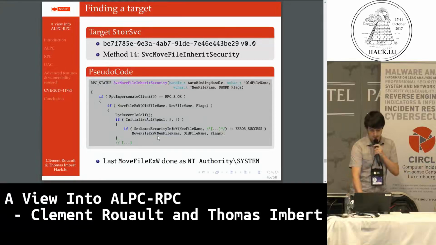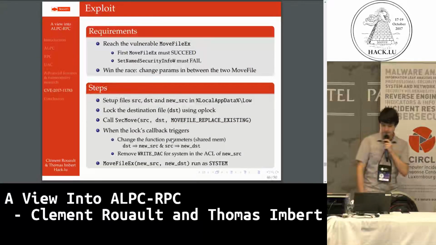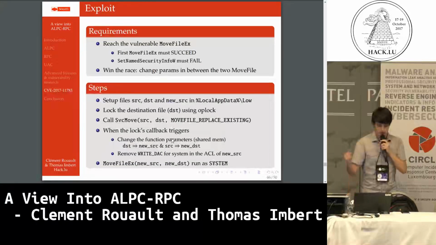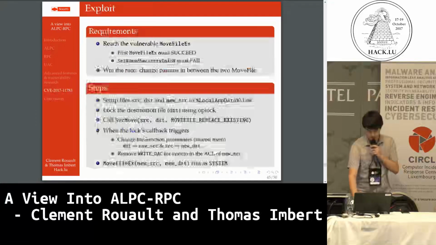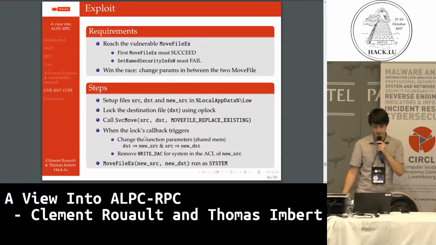So if we are able to reach this move file and to change the parameters, a new file name and a file name, using a shared memory vulnerability, we will be able to move any file to anywhere in the system. So the requirements for the exploit are to reach the vulnerable move file. This means that we need the first move file to succeed and the SetNamedSecurityInfo to fail. We will modify the ACL of the new file name in order to make the SetNamedSecurityInfo fail. And we need to win the race.